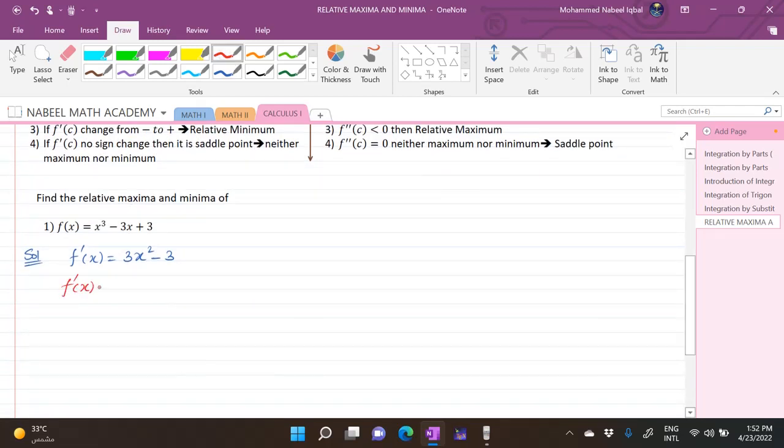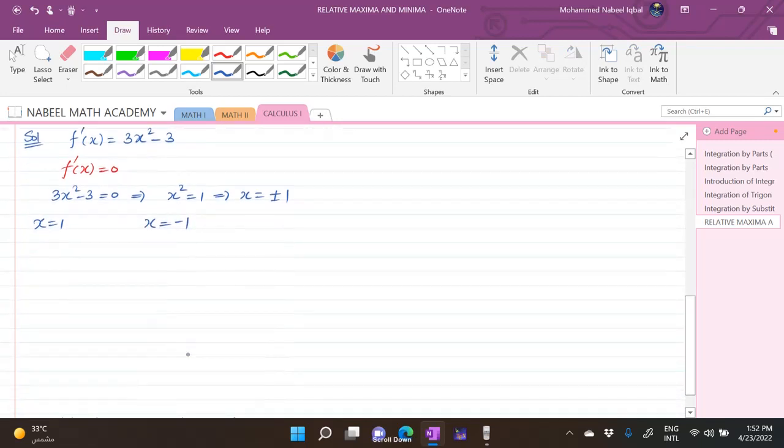So f prime of x is equal to 0. When I substitute this 0, you get 3x square minus 3 equal to 0. Therefore, x square is equal to 1, and then x equals plus or minus 1. So you will get two values: x equals plus 1 and x equals minus 1. I will calculate this using both tests. First I will do it using the first derivative test. Up to this step is the same in both tests.